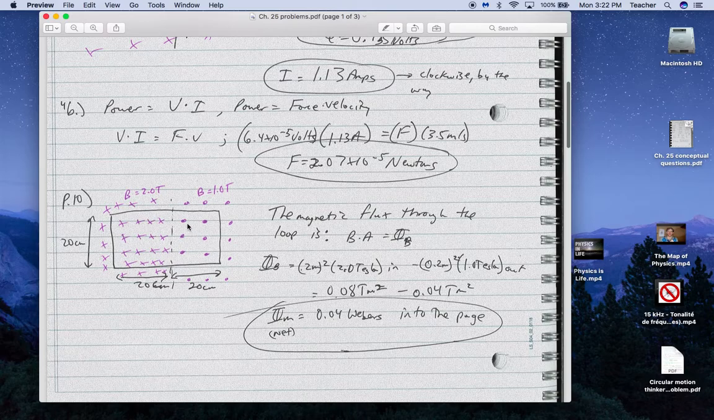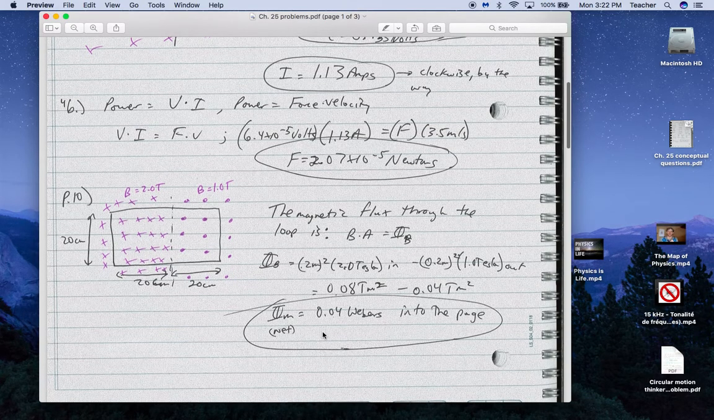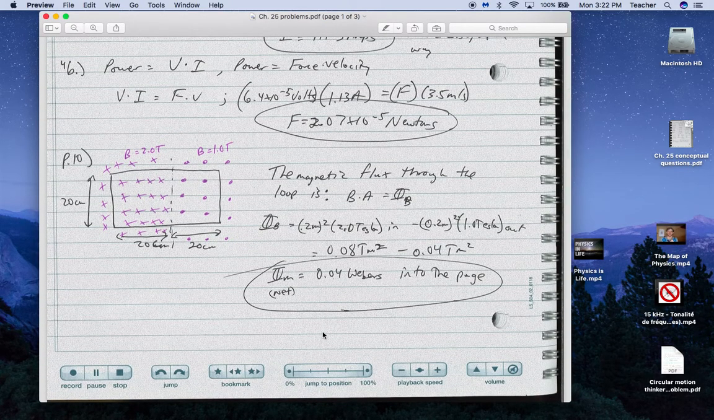For problem 10, essentially the net field here in terms of the Webers, if we look at it, the area here, 0.04 meters times 2 Tesla is in, 0.04 meters times 1 Tesla out. So we end up having a net flux into the page of 0.04 Webers, 0.04 Tesla meter squared.